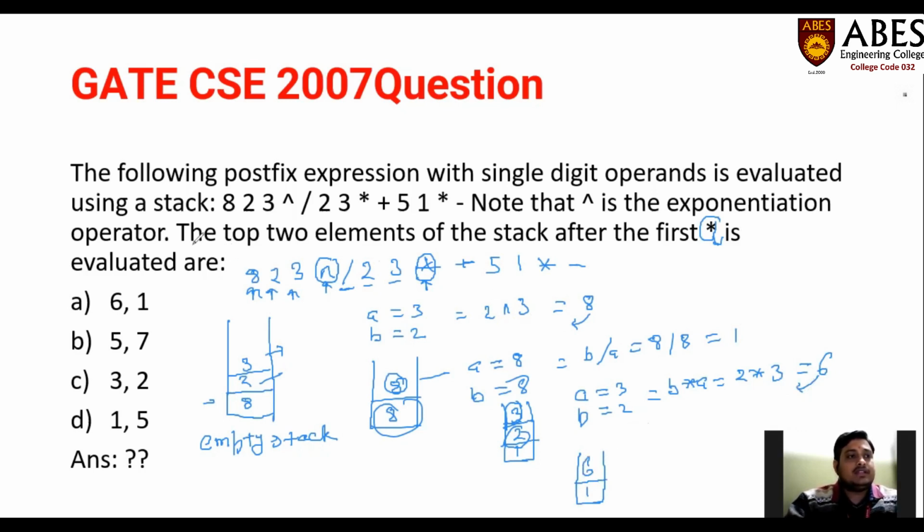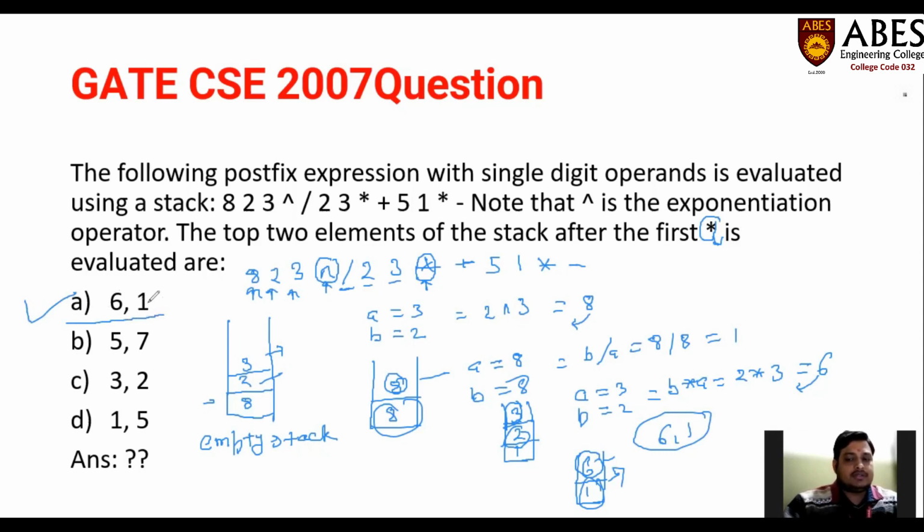So what is asked in the question: after the evaluation of the first asterisk, what are the top two symbols of the stack? The top first symbol is 6 and the second top is 1. So 6 and 1. This is the answer. It is given in the first option, option A, 6 1, and this is the correct answer to this question.